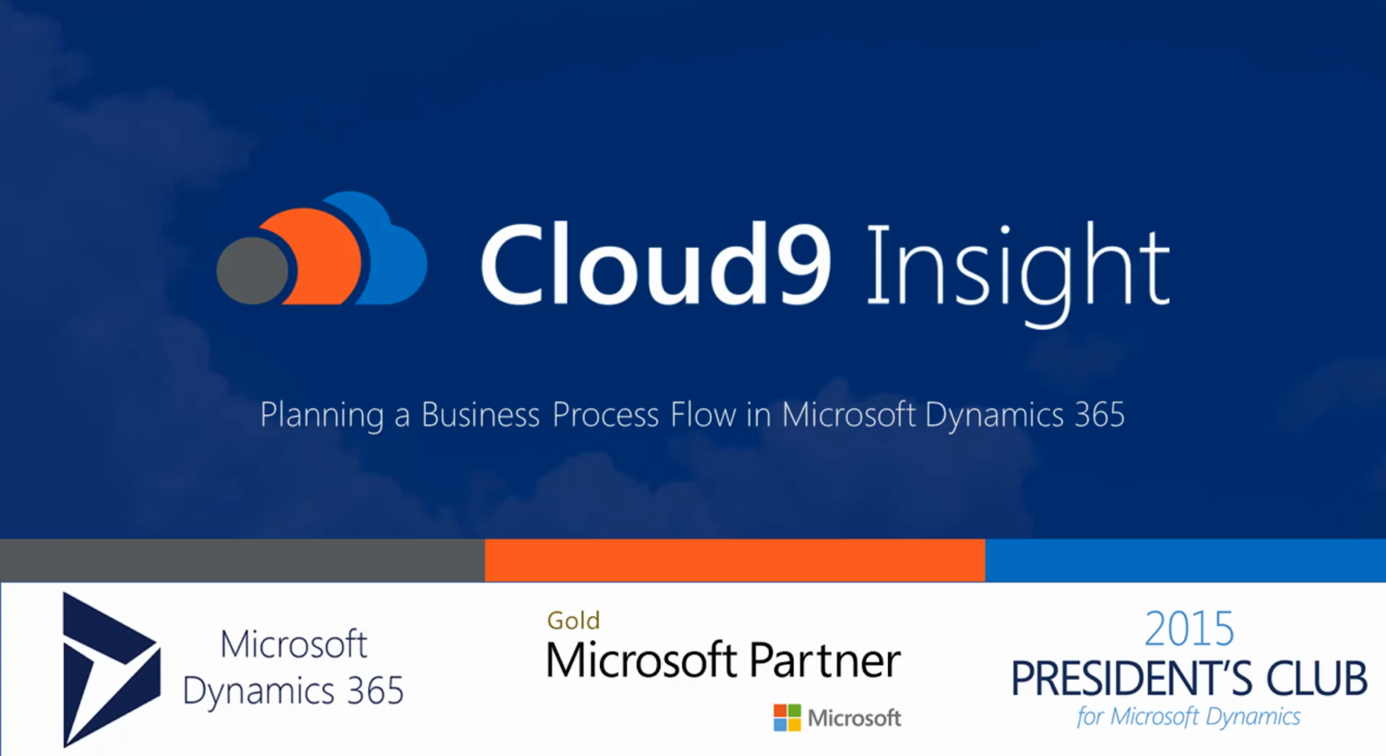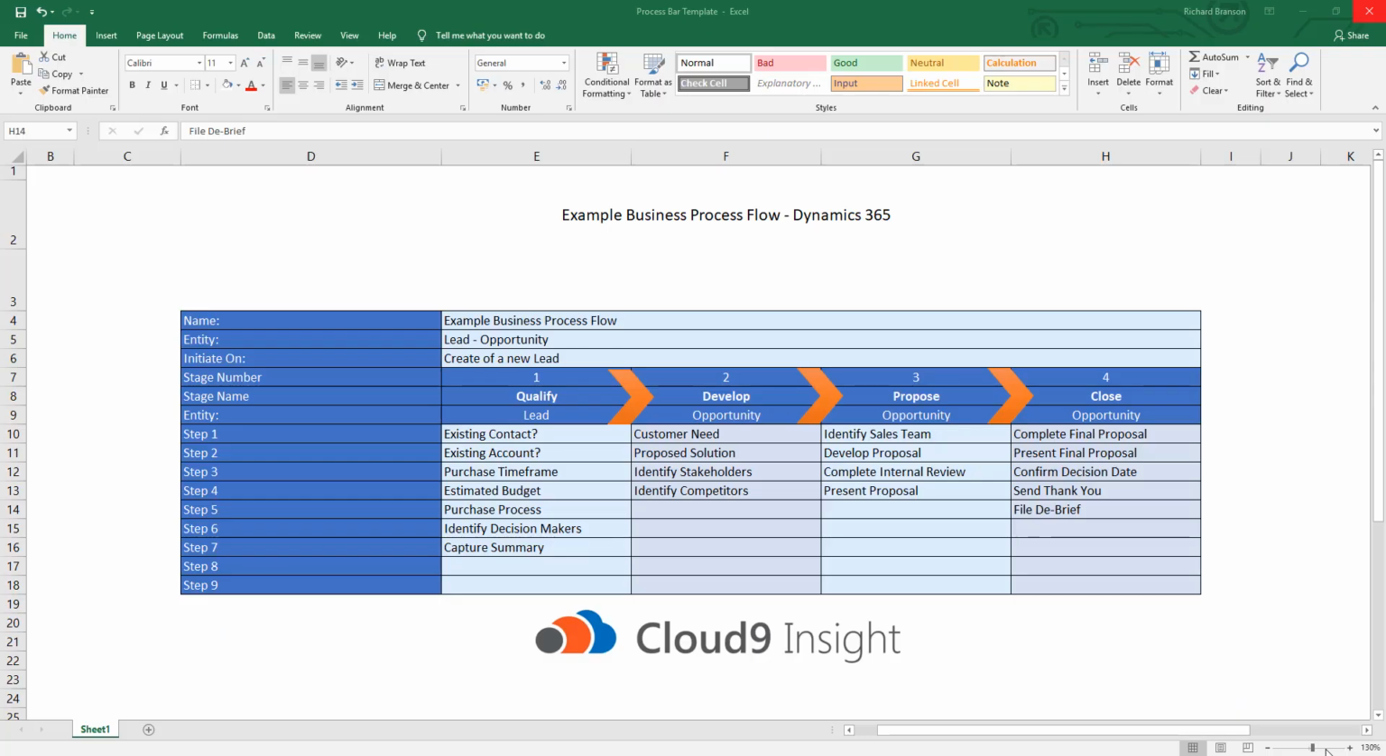Welcome to another video. This video is about business process flows in Microsoft Dynamics. Business process flows are a tool that Dynamics comes with to help users through a set process in the system. They're designed to represent the business process flow that you currently have or that you would like to adopt or optimize. A business process flow is comprised of stages.